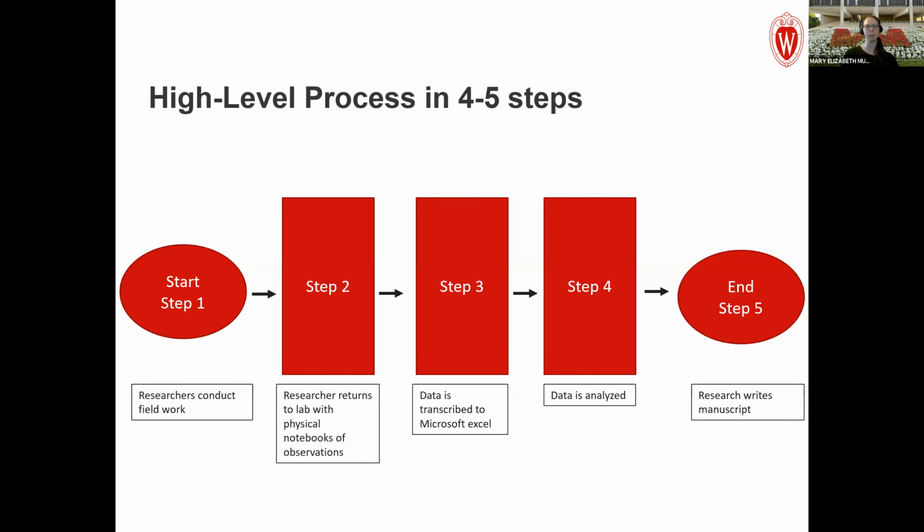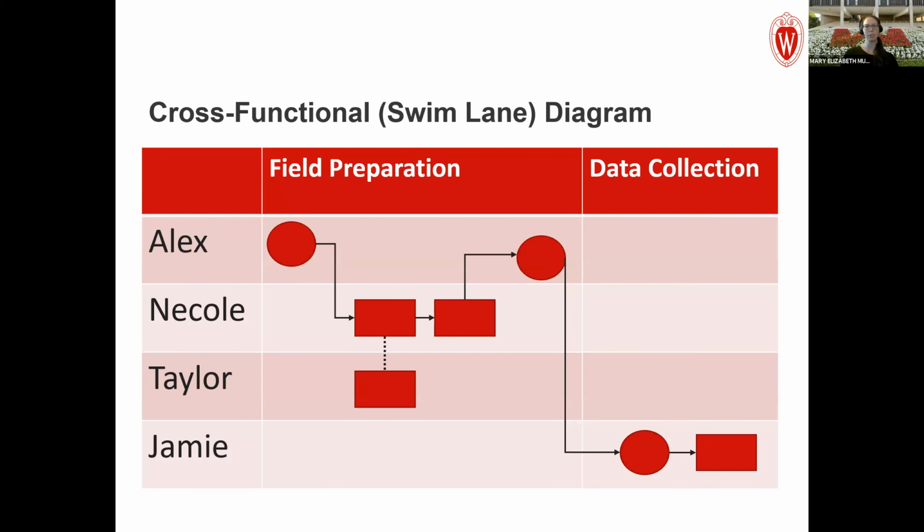So as I mentioned, you want to start at that high level. You want to start with about 4 or 5 steps. As you can see here, the example below each step is very generic and can relate to pretty much any research lab. Then you want to start adding detail, seeing who does what when.